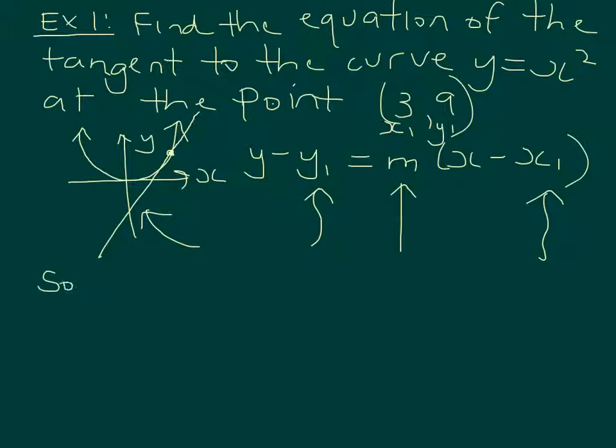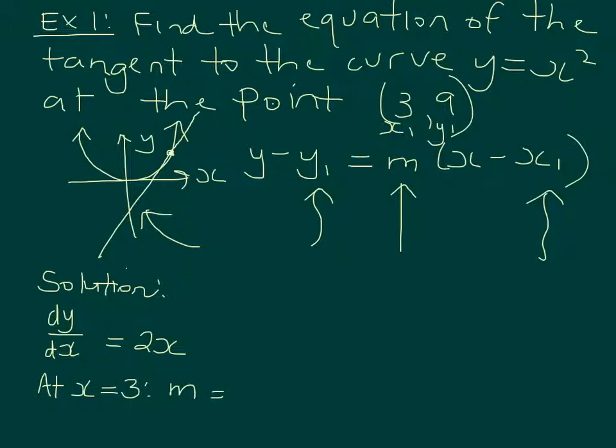So our solution, we know we need this formula here. We've got x1, we've got y1, we need m. To find m, we get the derivative. So dy/dx of the whole curve is 2x, but I don't want the whole curve. I want it only at the point x equals 3. So at x equals 3, m equals 2 times 3, which is 6. So the gradient of this line here is 6, which fits the diagram.